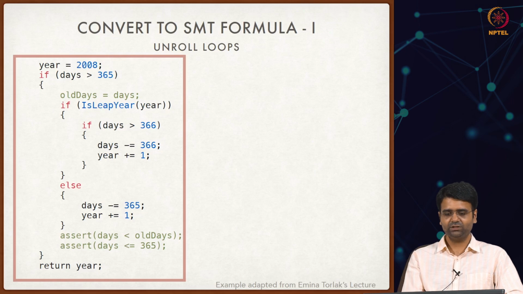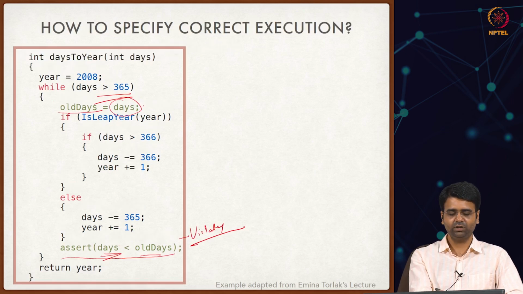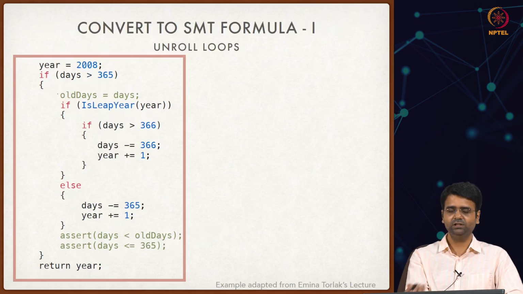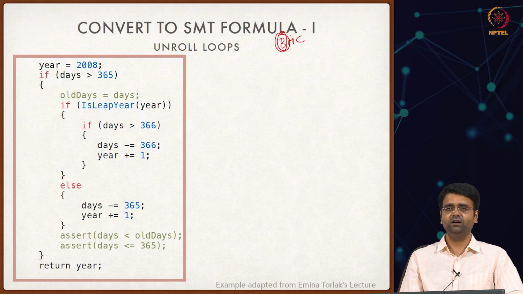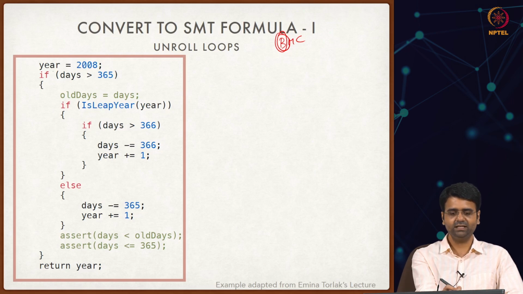The first step is to unroll the loops in the formula. So in this particular program we had loops, which is this while loop. First we are going to unroll the loops, and this is where this BMC, the term bounded, comes into play. So you are essentially only looking for a bounded execution of the program. In this case you are just unrolling the loop once, so we are only interested in one iteration of this particular loop. So let's see what change we have made.